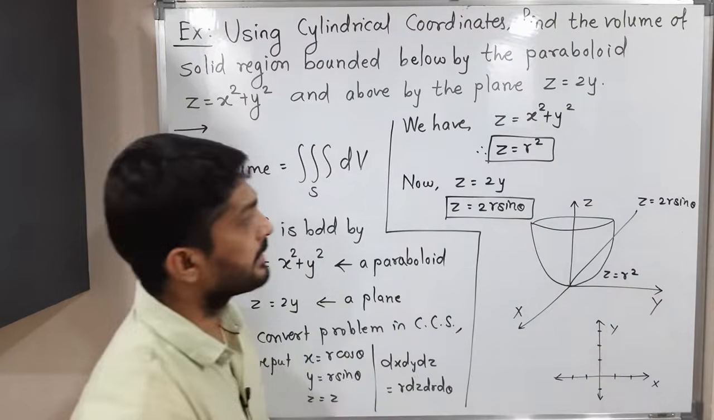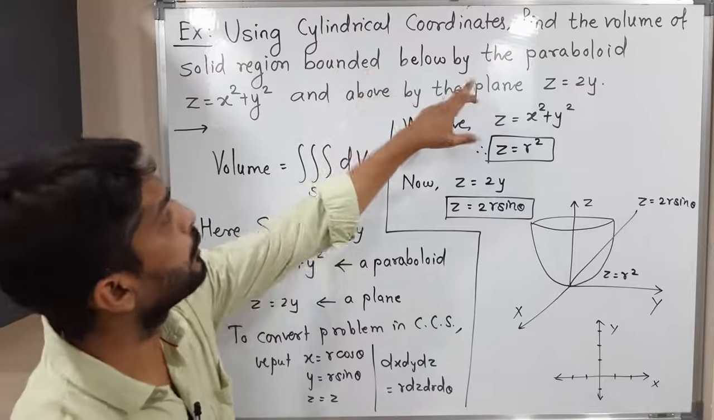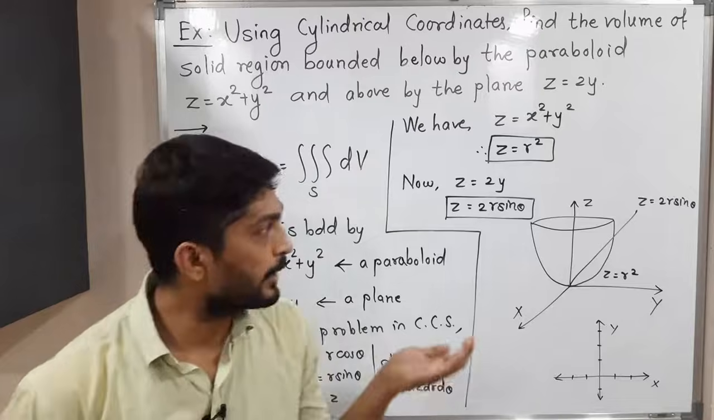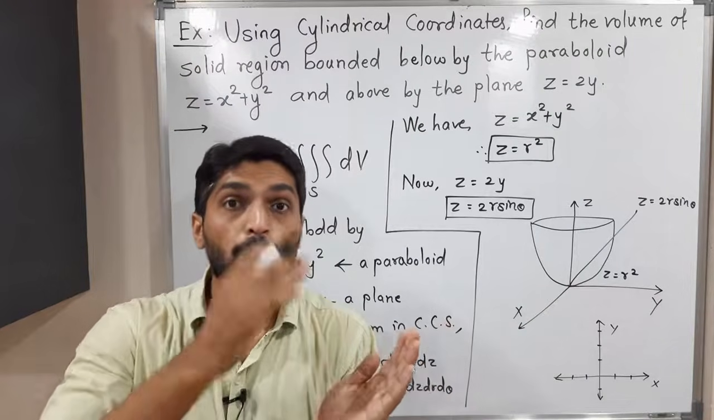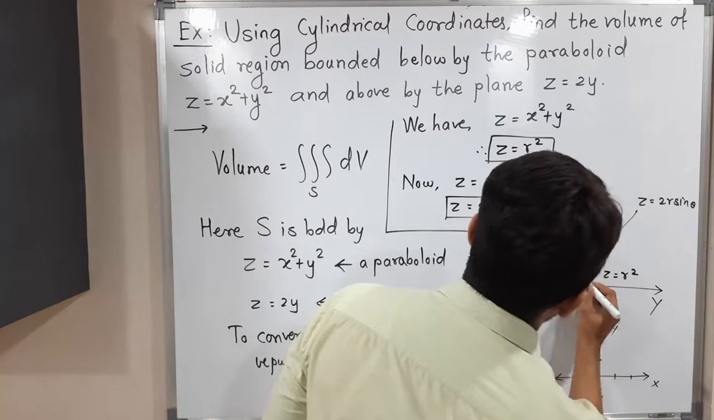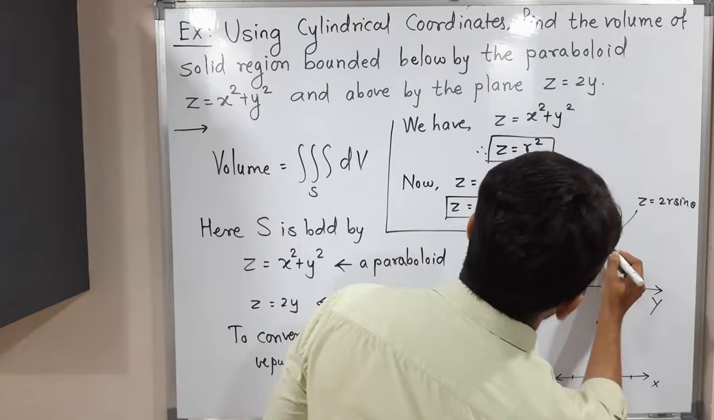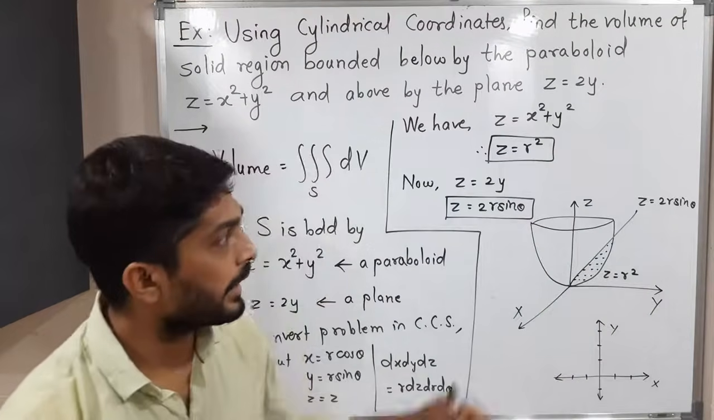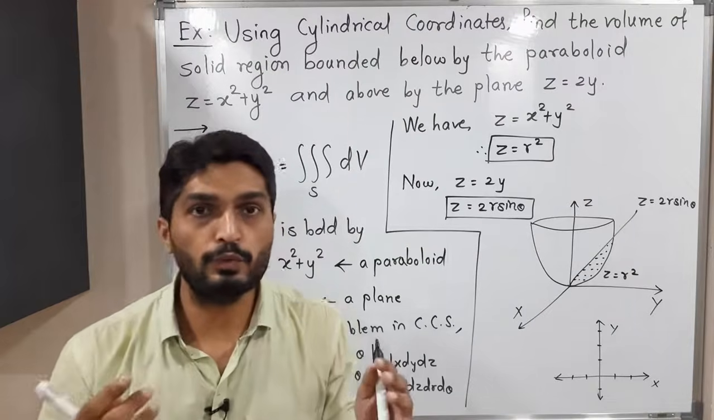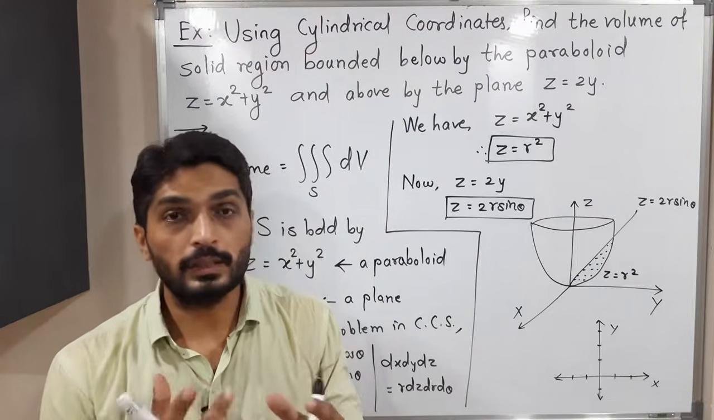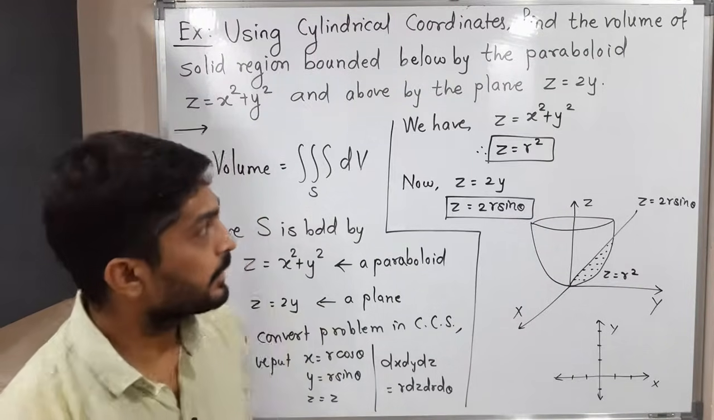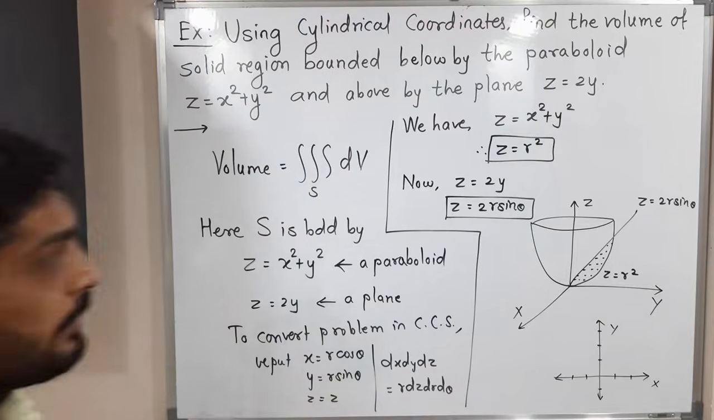So you can easily understand the region. Clearly they mention bounded below by the paraboloid and bounded above by this plane. That means the region above the paraboloid and below the plane is the region of integration. Let me show it here. The paraboloid and that plane intersect, so one curve will form there. We have to find the equation of that curve. There is no more space to write, so make a screenshot of it, then we will go further.